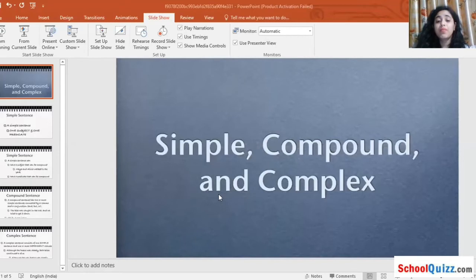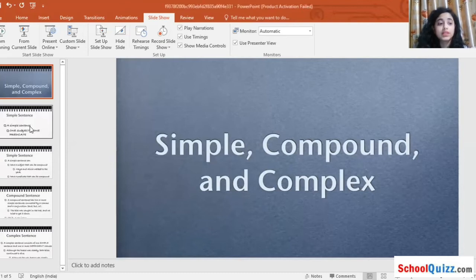Today we are continuing with the form of statements and questions, that is, types of sentences in these statements. We have already done questioning in detail. Now we are going to study the sentences in detail. For that, I'll share my PPT. So simple, compound, and complex. These are three types of sentences which are included in the statements.